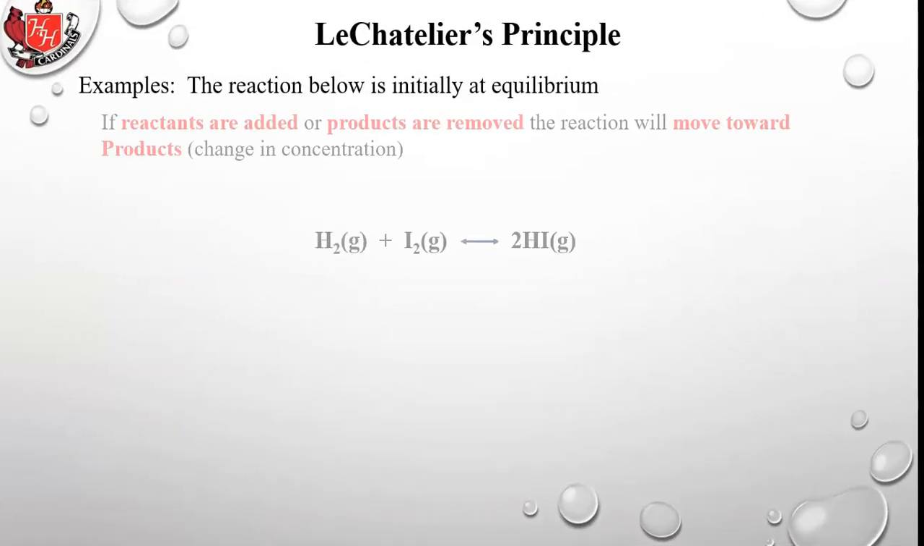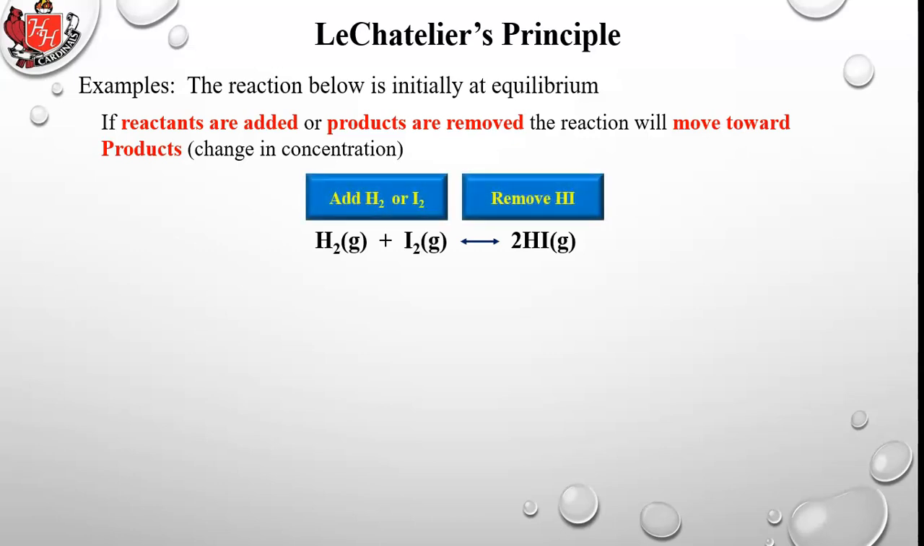So here's an example. The reaction below is initially at equilibrium. If reactants are added or products are removed, the reaction will move toward the products. That's to say a change in concentration. So if you add H2 or I2, you don't have to add both, just add one of them, or on the right side you remove some HI, that would cause this reaction to move to the right and favor products.